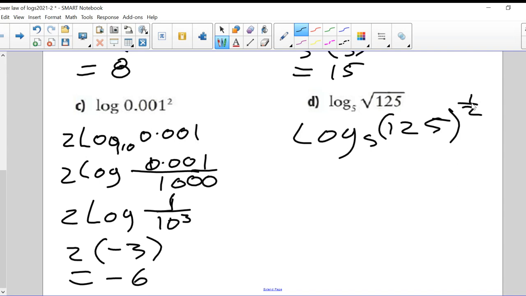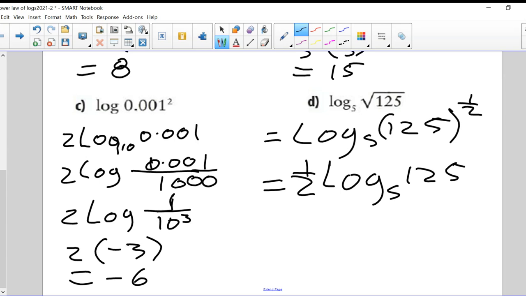No, I'm just going to continue. I understand what you're saying, and you're right about your answer, but I want to go with the power law, which means I don't want to put that half in the front of this. It's a half of the log base 5 of 125. And if you think about it, the log base 5 of 125 would be 3, right? Because it is 5 to the power of 3 that gives you 125.